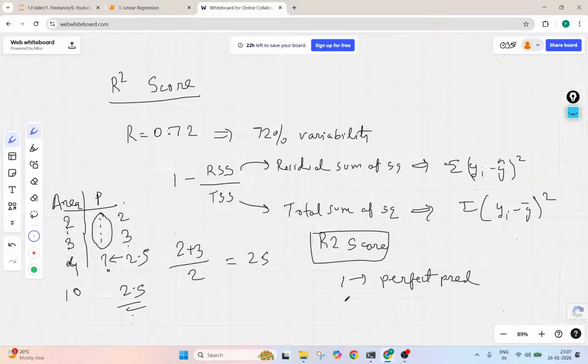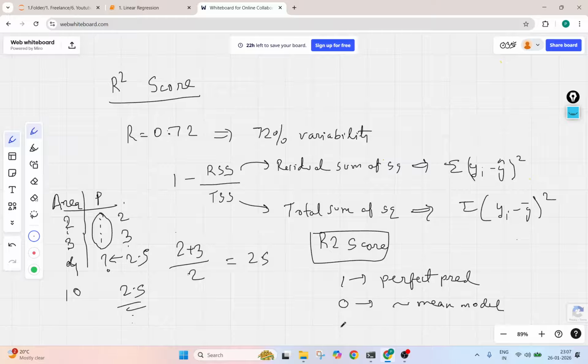If R2 score is 0, it means it is no better than a mean model. So it is basically similar to a mean model. An R2 score of 0.72, or any value, means it can show the variability by that much percent.